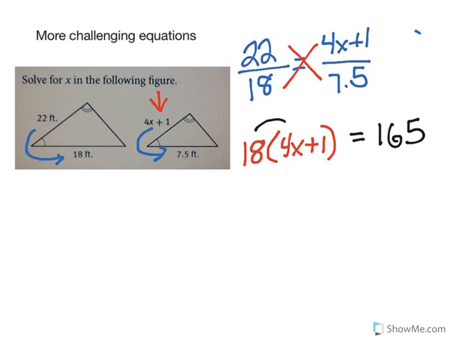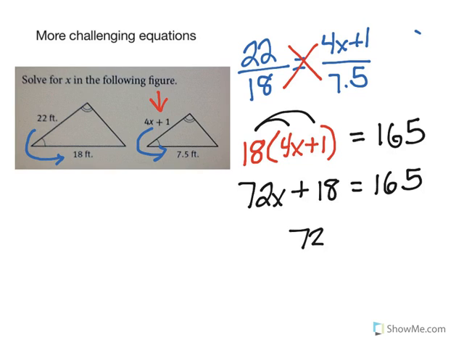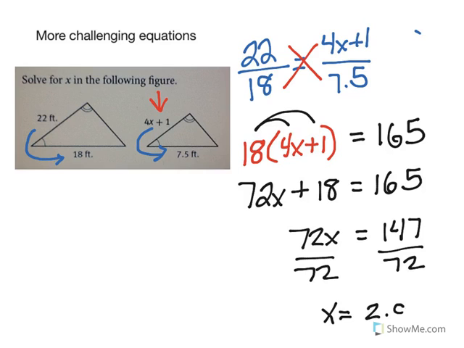Okay, so from here, this is a process we are all familiar with. 18 times 4. Don't forget to multiply the 18 times 1. Then we subtract 18 from both sides. And we get 147 and divide by 72. We're not going to like it. It's a nasty looking number, but I did it twice and that's what it came out to be.